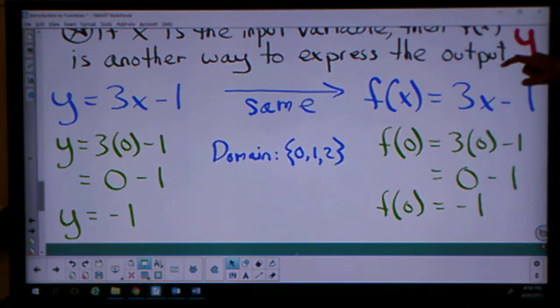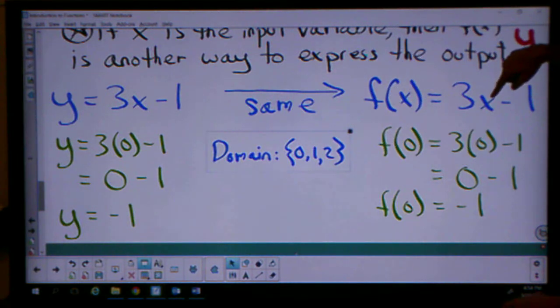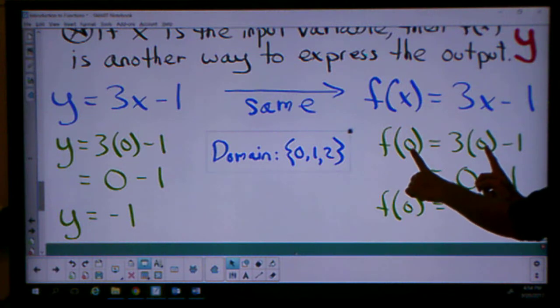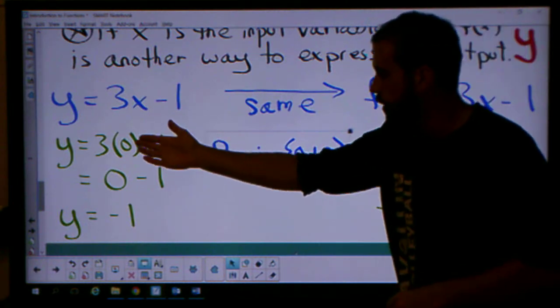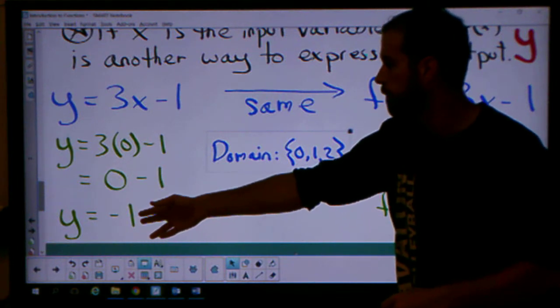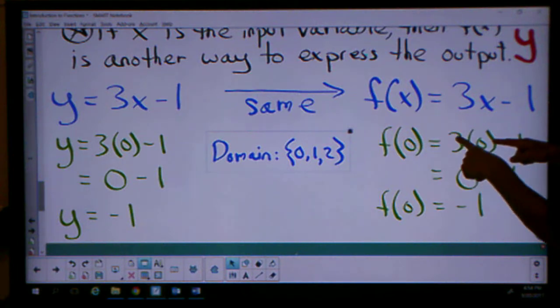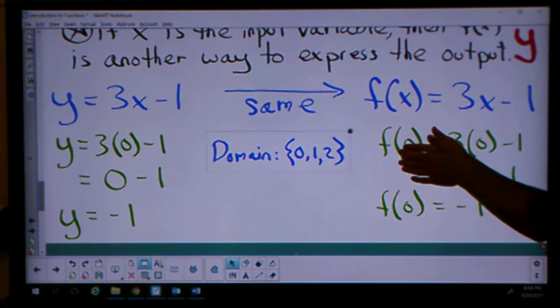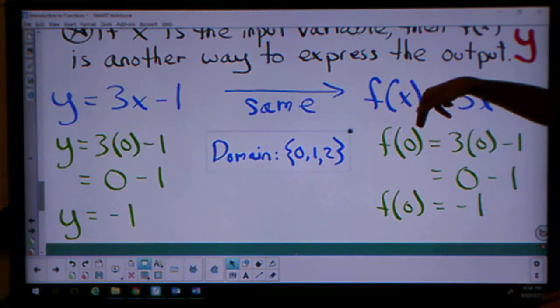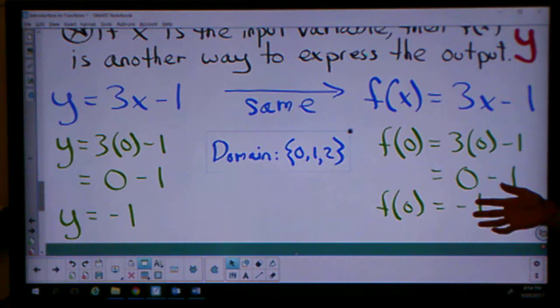Just notice, 0 from the domain is being replaced by x, but it's happening in two different locations. So over here, we only had to replace one x with a 0, and we got negative 1 at the end. And over here, when we replace both of these x's with zeros, you're still getting the same answer. This is just saying, f of 0 equals 3 times 0 minus 1, or 0 minus 1, which is negative 1.